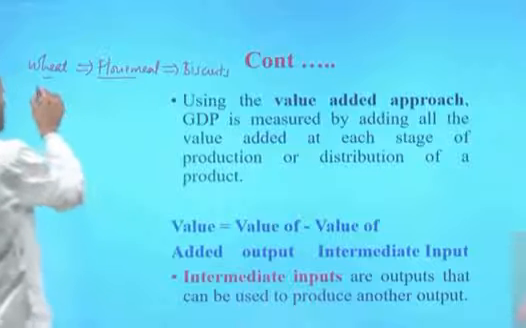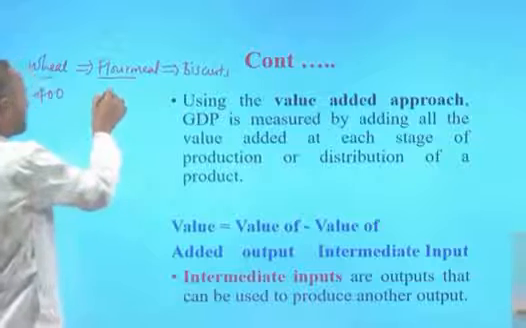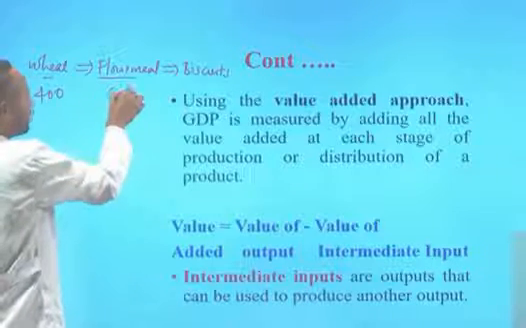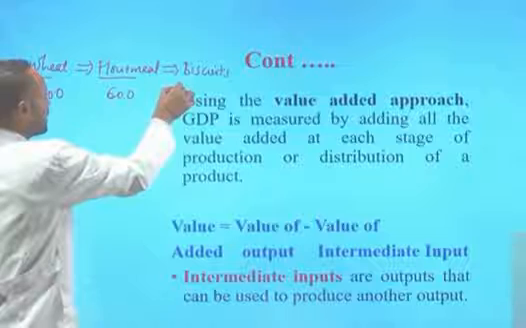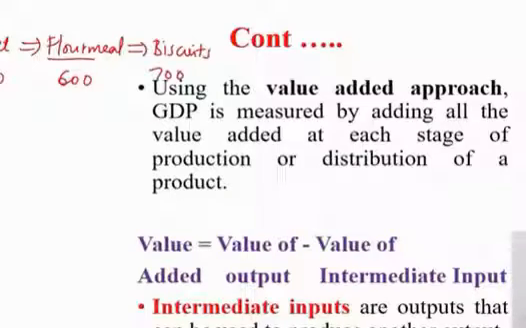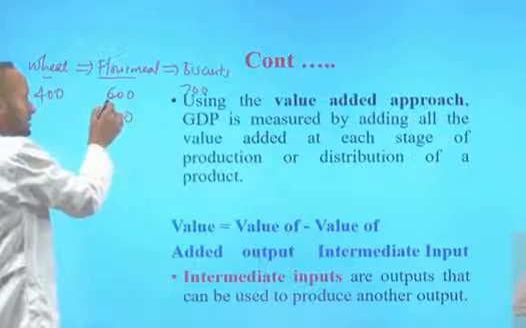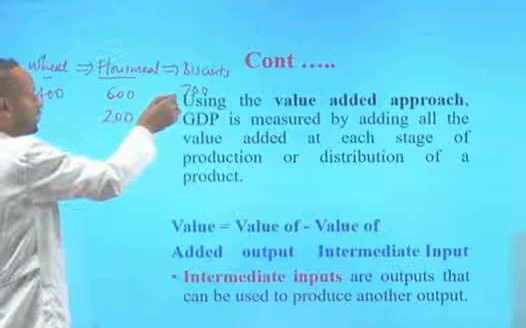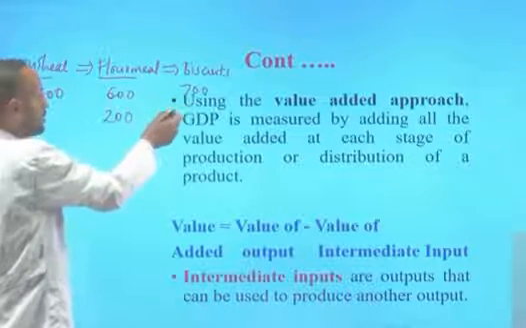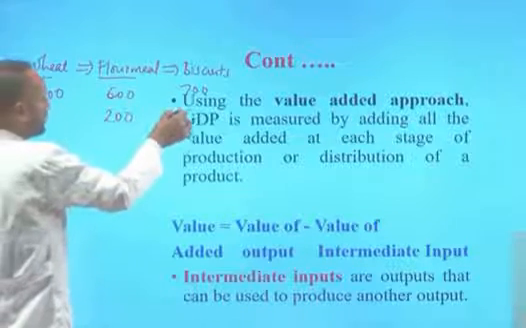For example, if a quintal of wheat is 400 birr, and if a quintal of flour meal is 600, and if a quintal of biscuit is 700, now the value added by the flour mill factory on a quintal of wheat will be 600 minus 400. So this is the value added, which is 200 birr. Again, if a quintal of flour meal is 600 and the market value of a quintal of biscuit is 700, then the value added by the biscuit factory on a quintal of flour meal will be 100 birr.